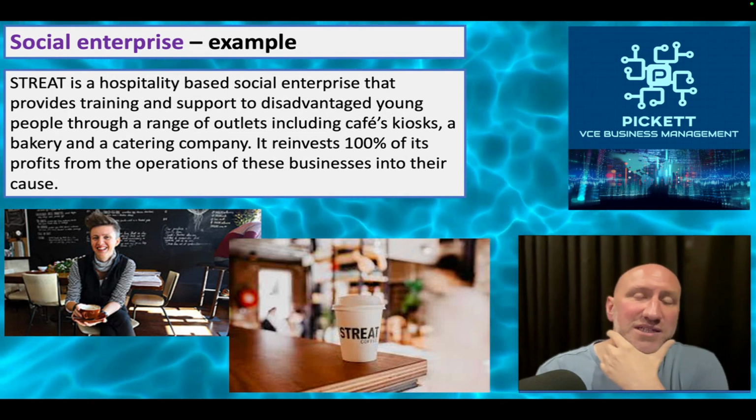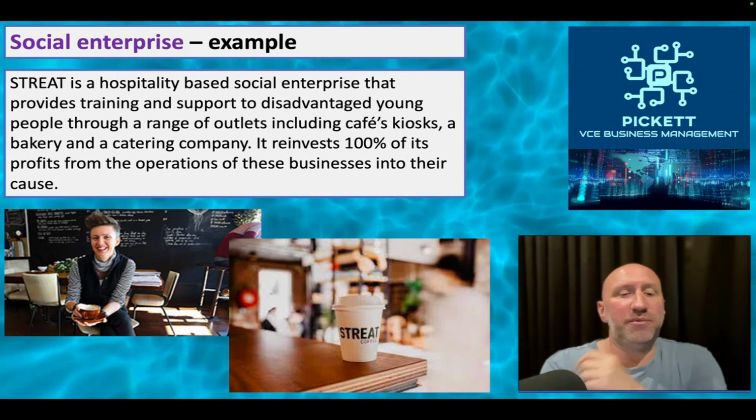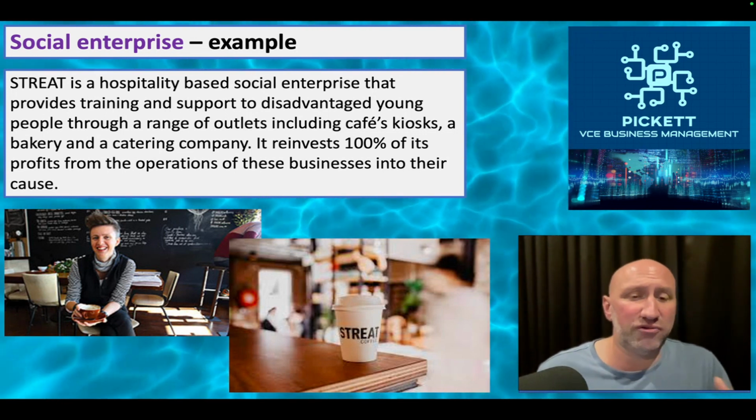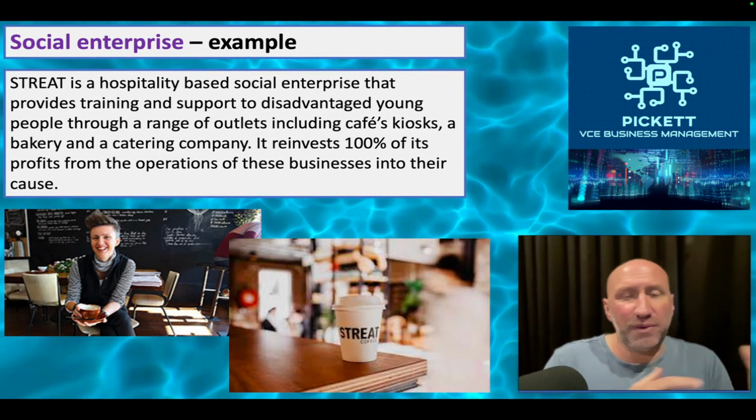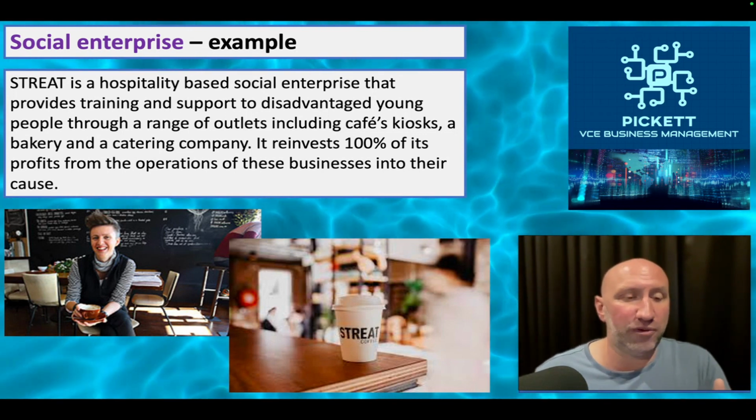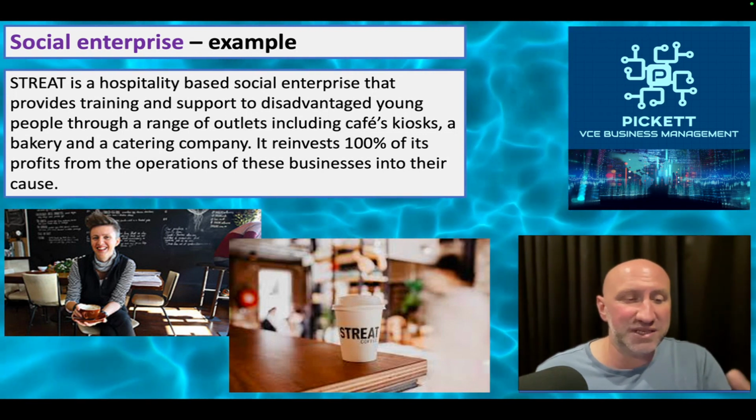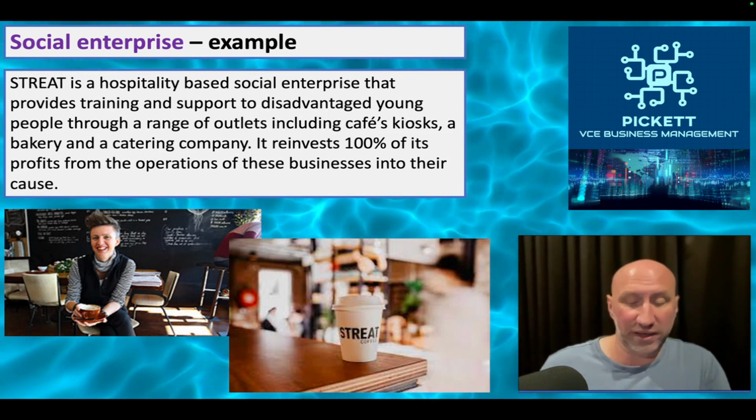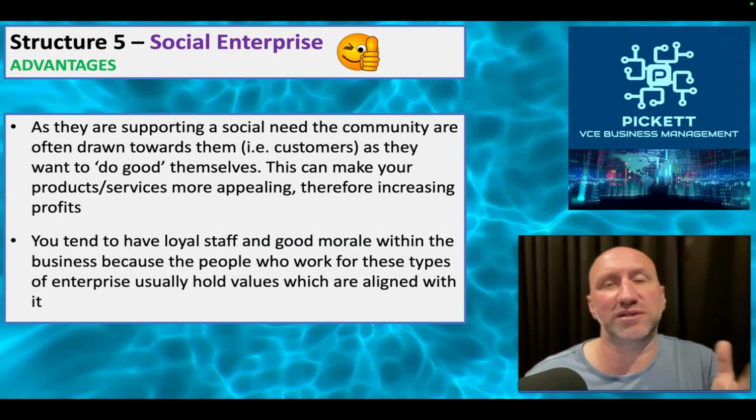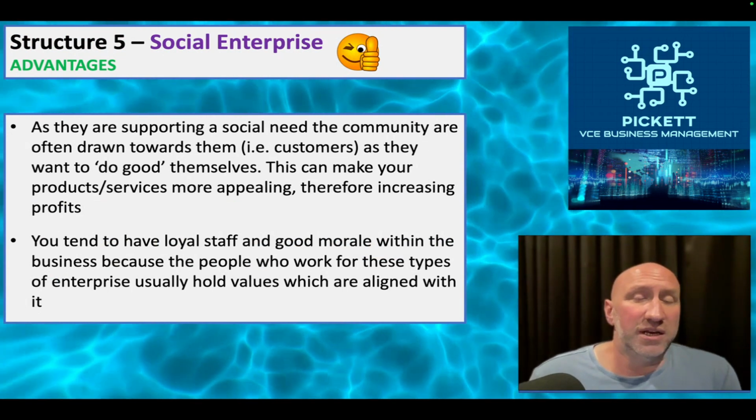Street is another one, a hospitality-based social enterprise, and they provide training and support to disadvantaged young people. And they do this through a range of outlets: cafe kiosks, a bakery, and also a catering company. And they reinvest 100% of their profits from the operations of their business back into their cause. Okay. So again, that's a fairly well-known social enterprise, but we'll look at some more in class too.